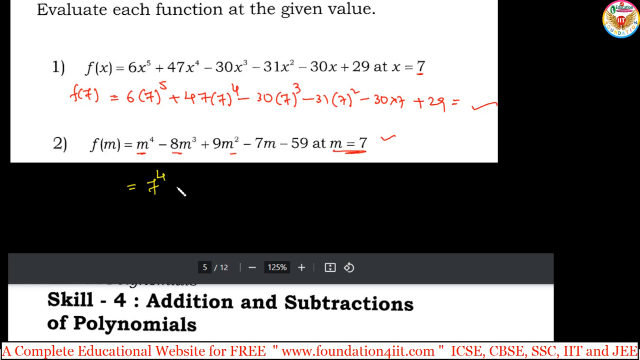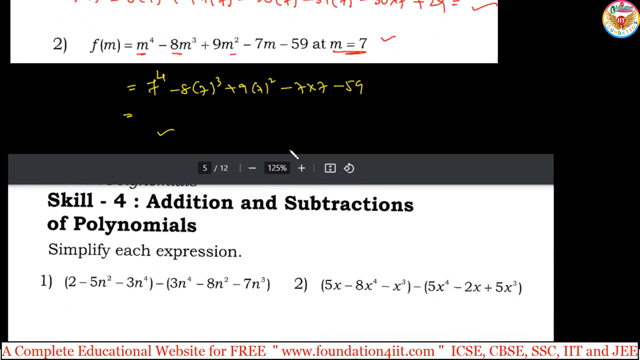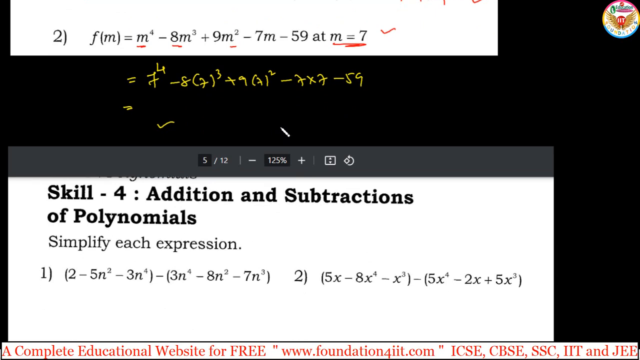So 7 to the power 4 minus 8 into 7 cube plus 9 into 7 square minus 7 into 7 minus 59. 7 to the power 4 means 7 should be multiplied 4 times, minus 7 cubed multiplied into 8 again. So you can do the calculation and you'll get the answer. I'm not showing it, you can calculate it, then you can verify the answer.